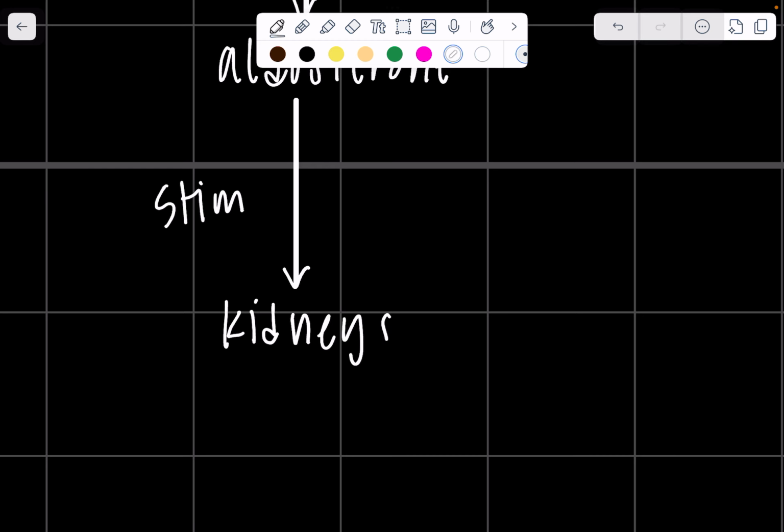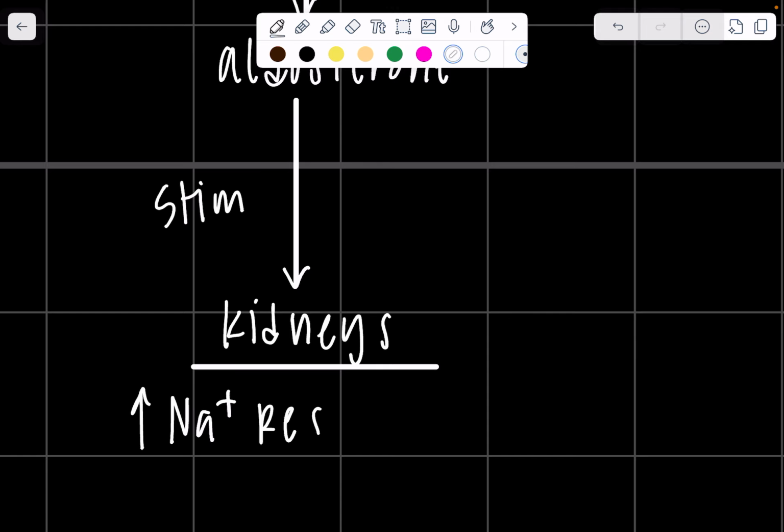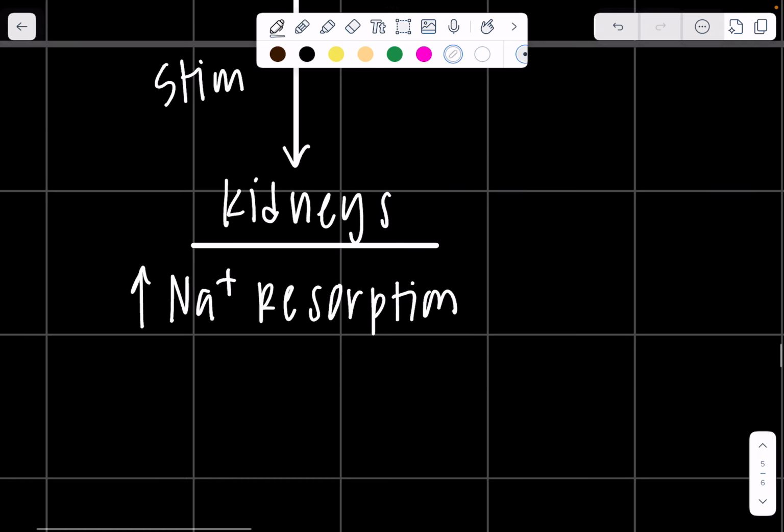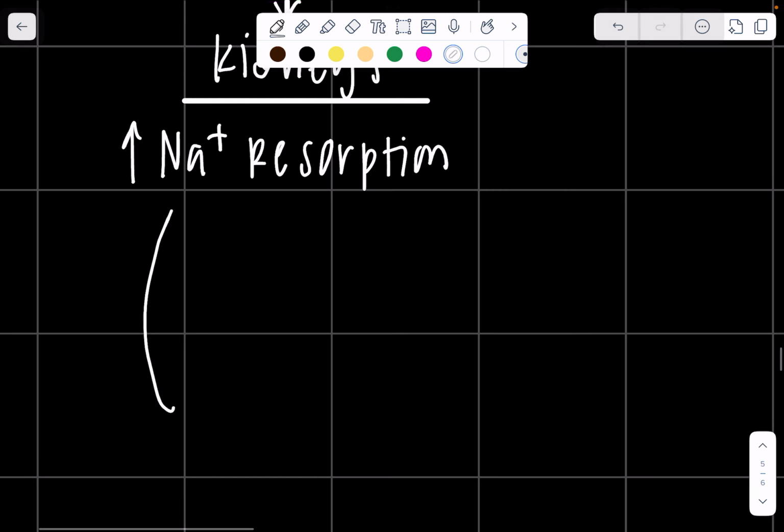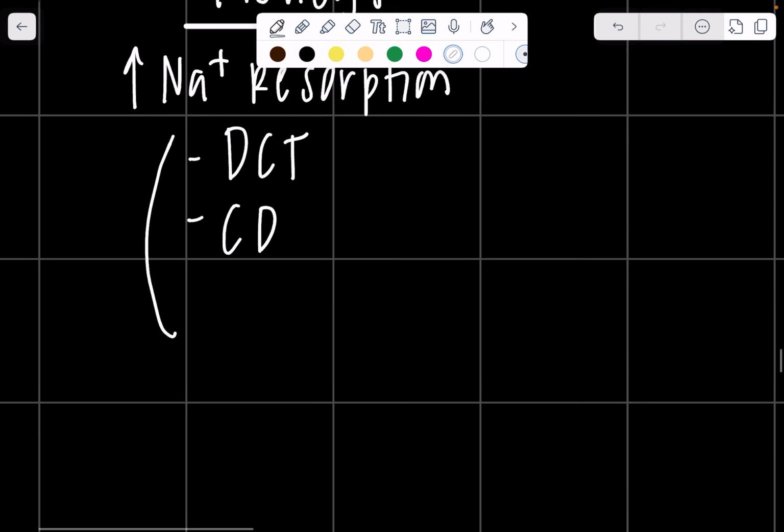So what it'll tell our kidneys to do is to increase how much sodium they are absorbing, okay? Specifically in a few areas: our distal convoluted tubule, our collecting duct, and the thick ascending loop of Henle, okay?